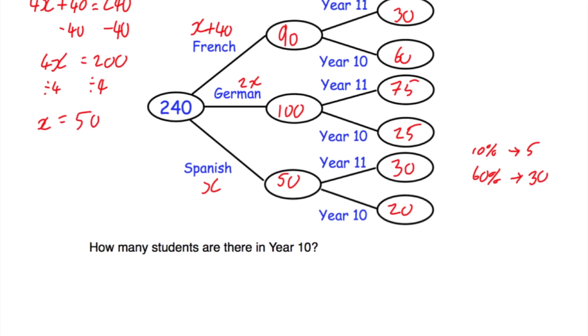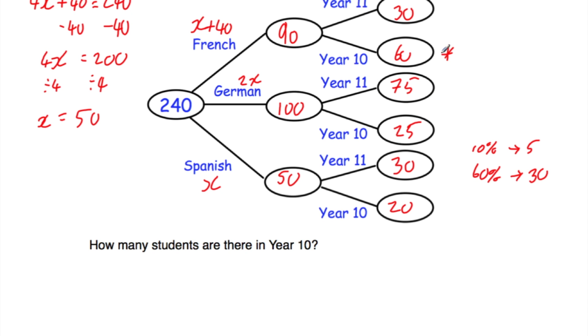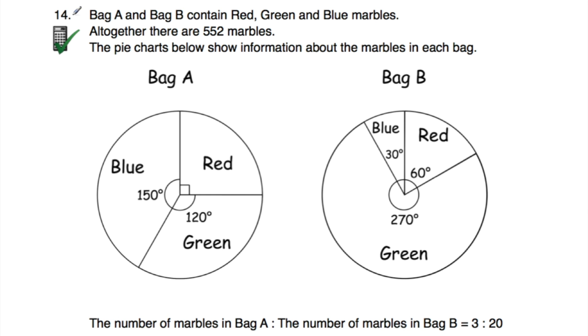And the question says, how many students are there in year 10? Well, it's going to be 60 plus 25 plus 20. So if we do 60 plus 25 plus 20, that will be equal to 105. So that means there's 105 year 10 students. And that's it. Question number 14.